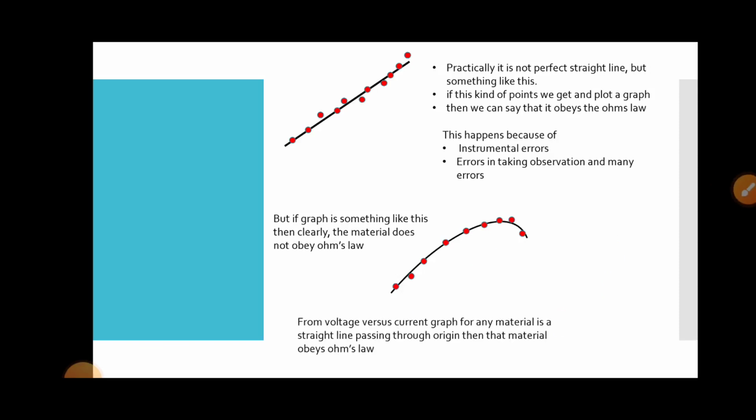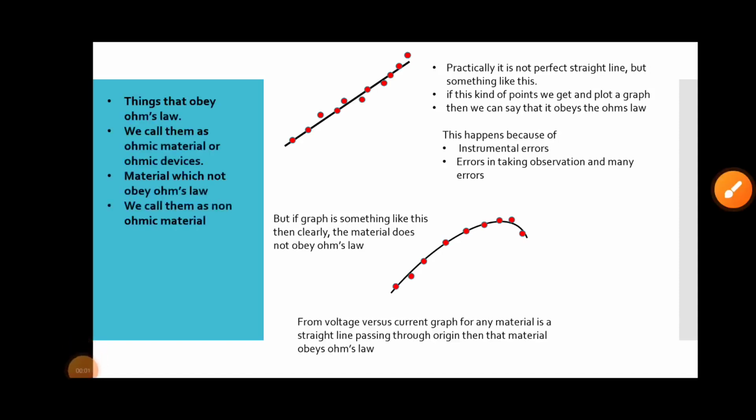From the voltage versus current graph, if for any material it is a straight line passing through the origin, then that material obeys Ohm's law. The things that obey Ohm's law, we call ohmic materials or ohmic devices. The materials which do not obey Ohm's law, we call non-ohmic materials.